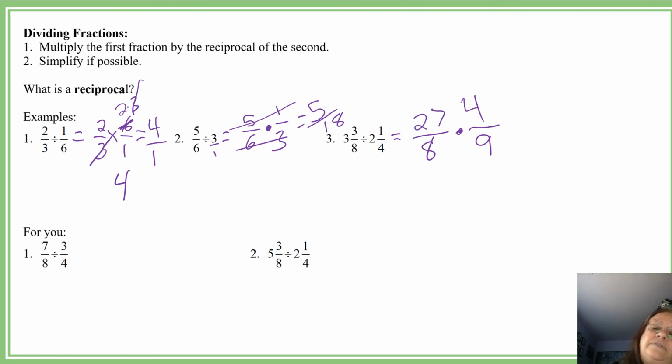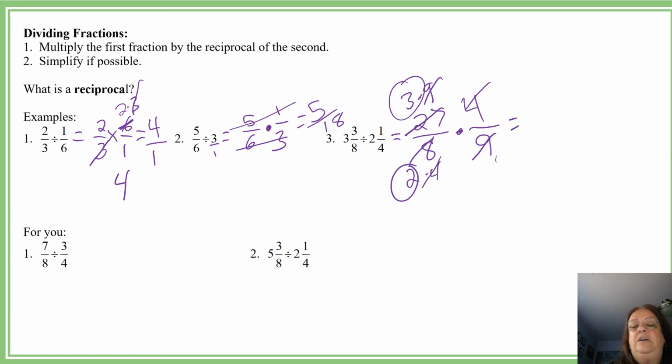Well, 27 is 3 times 9. So I can cross off the 9. And 8 is 2 times 4. So I can cross off the 4's. So I'm left with 3 over 2.